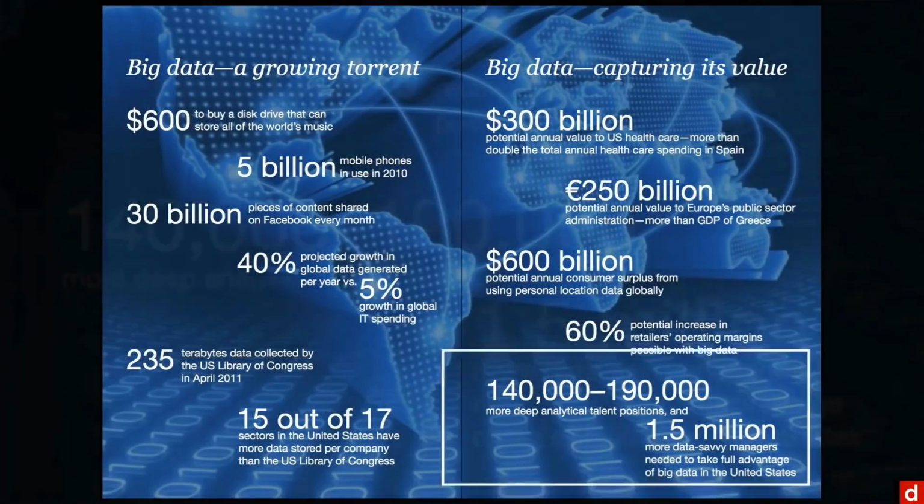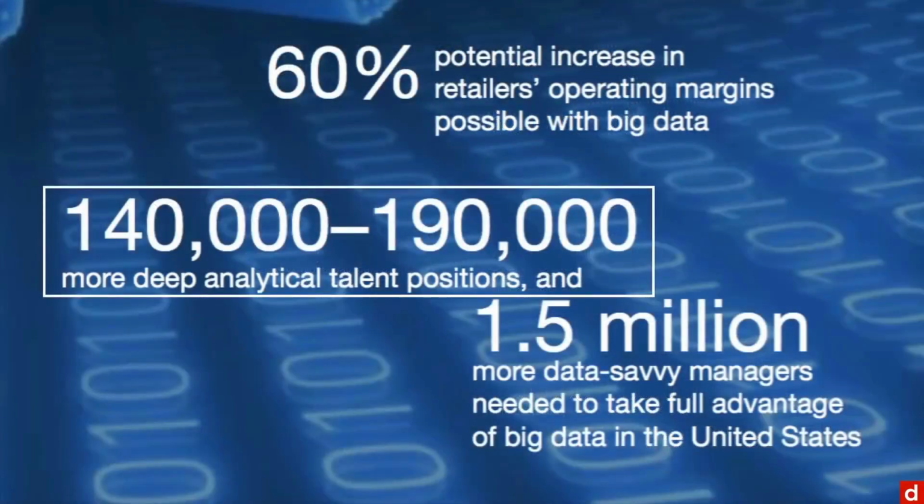Two numbers here. I'm going to zoom in on those. The first one is they are projecting a need in the next few years for somewhere between 140 and 190,000 deep analytical talent positions. So this means actual practicing data scientists. That's a huge number.